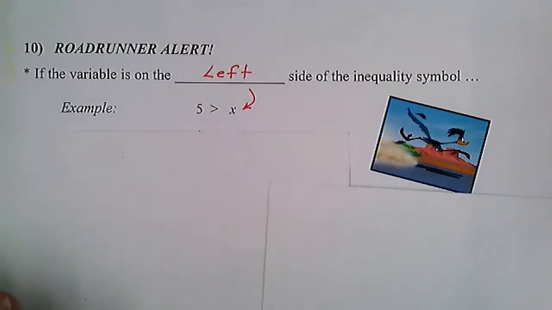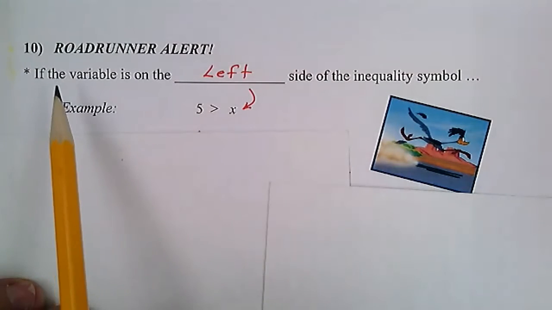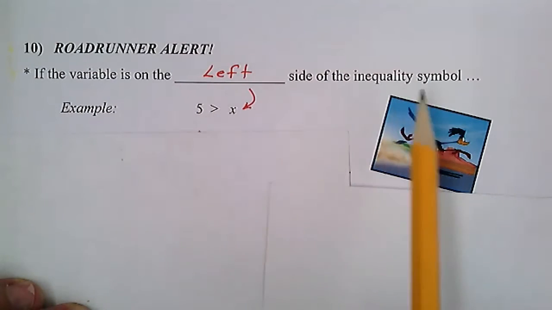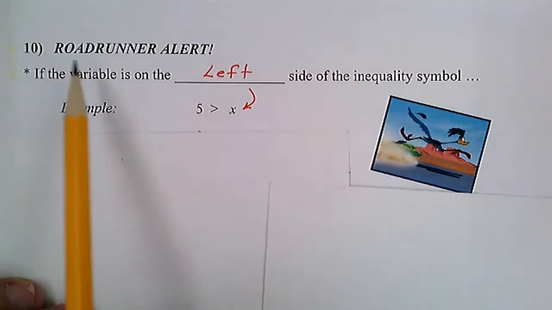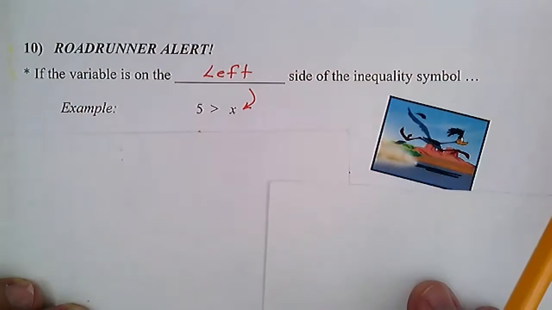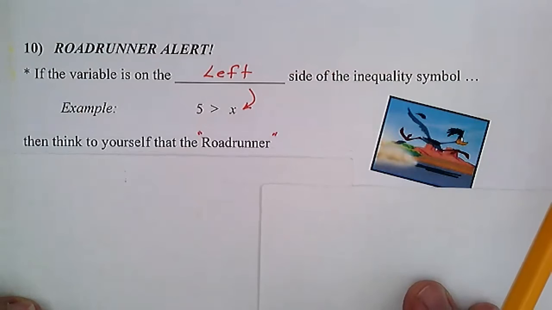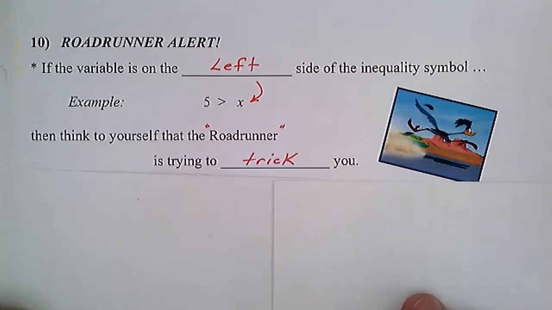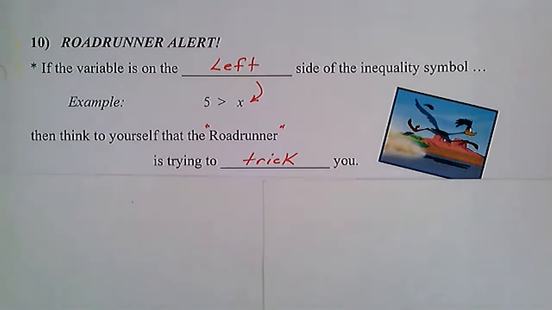Well, let me flip back over to my camera here. Now, remember I said that if the variable is on the left side of the inequality symbol, then I call this a Roadrunner alert. So if it's on the left side, I want you to think to yourself that the Roadrunner is trying to trick you. Okay, now what do I mean by trick you?